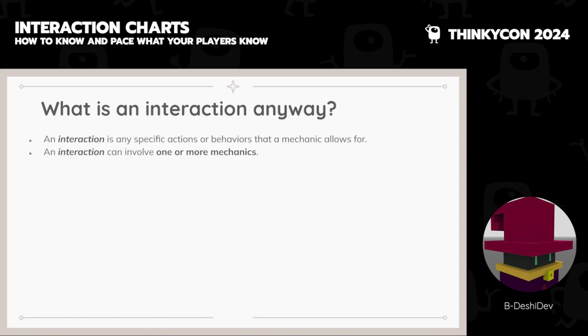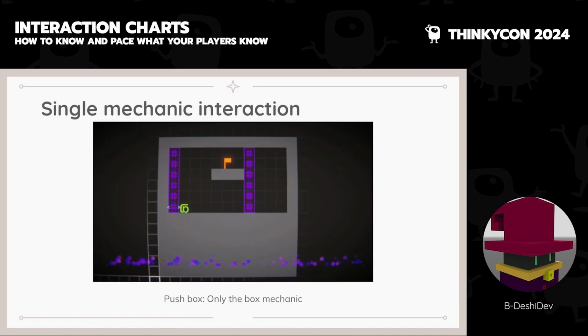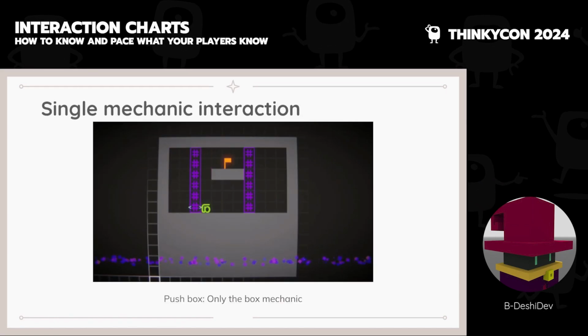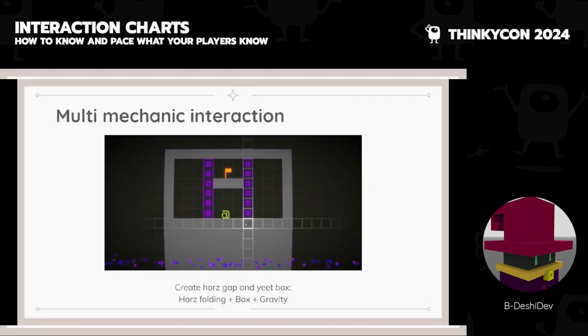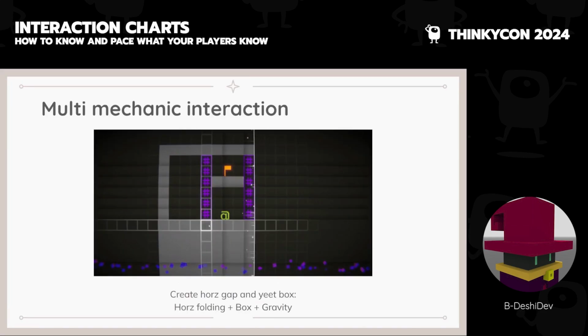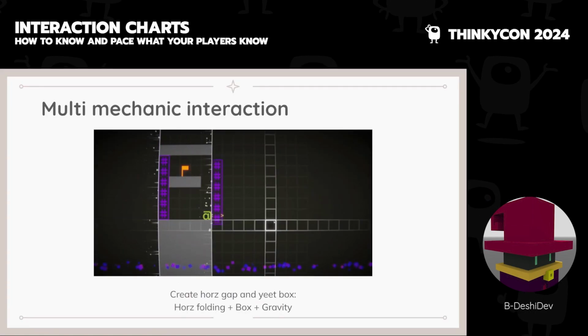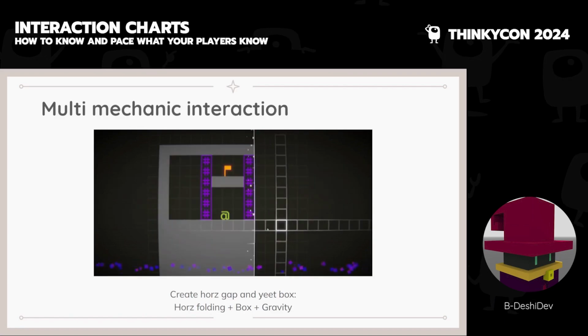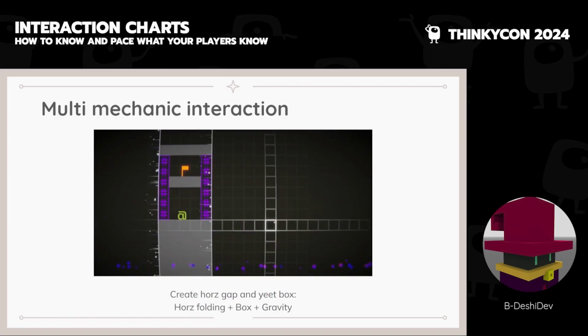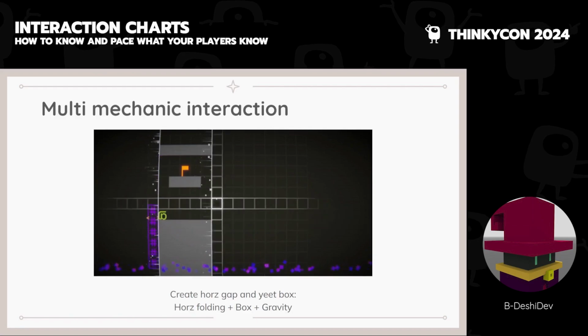An interaction can involve one or more mechanics. Here is an example of a single mechanic interaction. Pushing the box only involves the box mechanic. Here is an example of an interaction with multiple mechanics. I'm creating a gap by horizontal folding and then pushing the box and letting it fall to clear the way. So this utilizes three mechanics: horizontal folding, the boxes, and gravity.